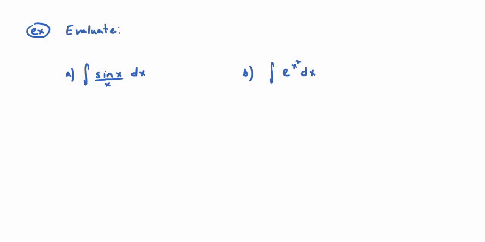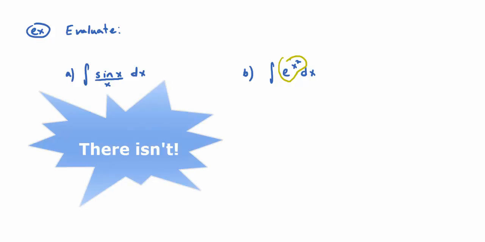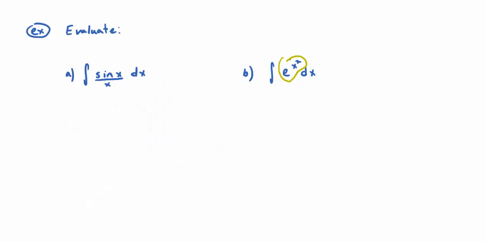Let's evaluate the integral of sine of x divided by x dx. I don't know, there are certain functions that don't have antiderivatives, not in closed form. I can tell you for sure that this second one in part B, e to the x squared, has no closed form antiderivative. Sine x over x, I don't think there's one for that either in part A. So how do you integrate it? Well, you use a power series. That's how you do it.